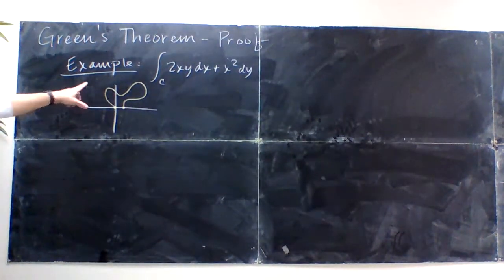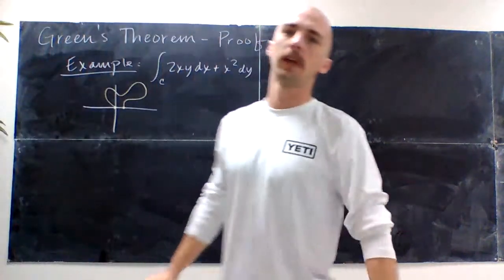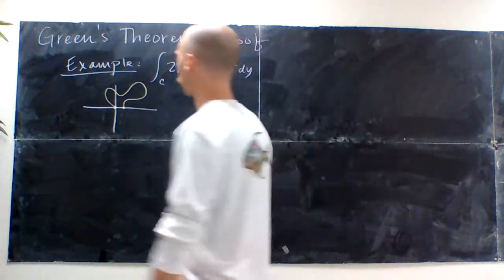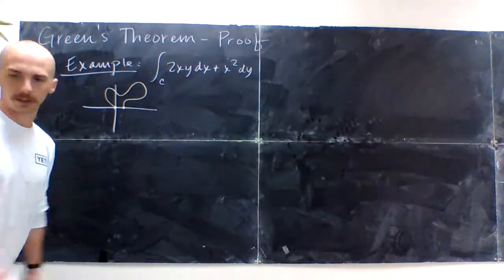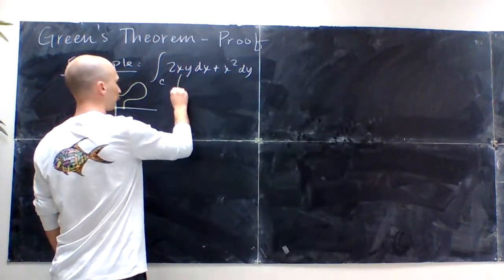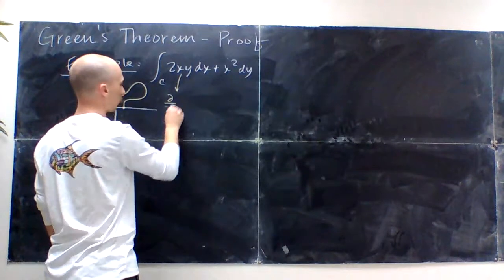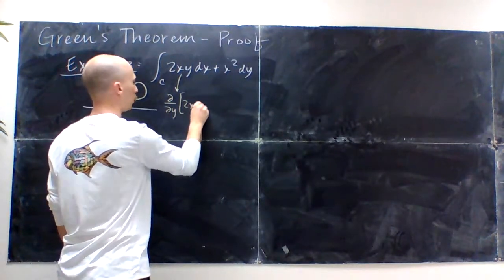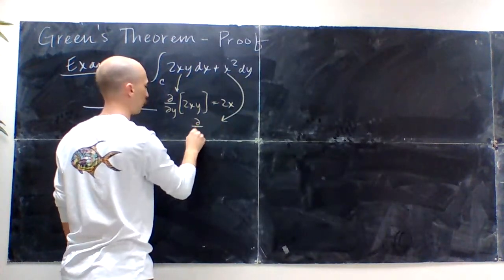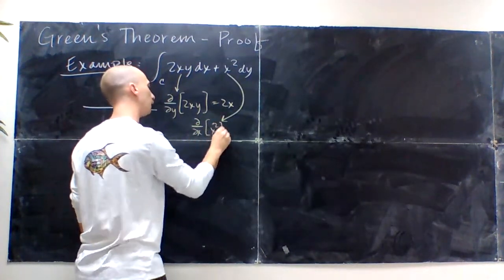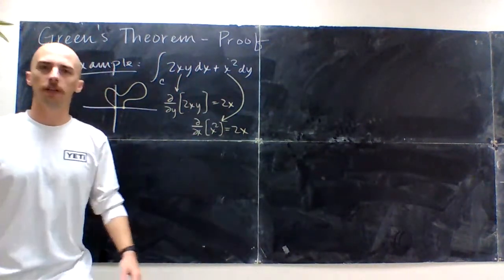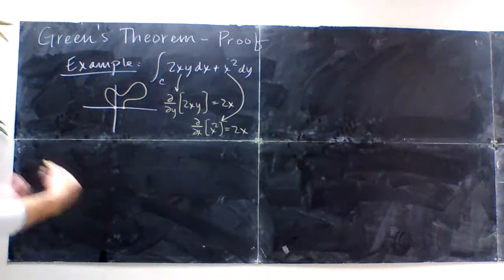Okay, this does not look like a familiar graph to me. I feel like we have very little hope of parametrizing it, right? So what we're going to do instead is say, well, hold on a second. If we think about this, the partial with respect to y of 2xy is equal to 2x. And on the other hand, the partial with respect to x of x squared is also equal to 2x, meaning that the vector field we're trying to integrate over here is conservative.